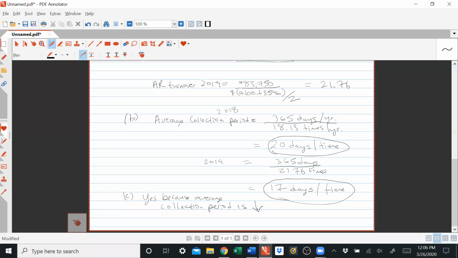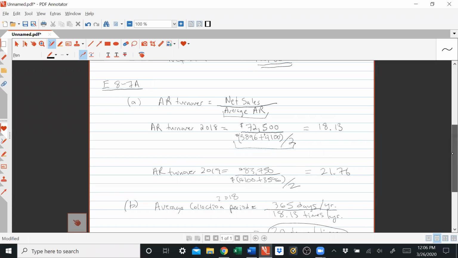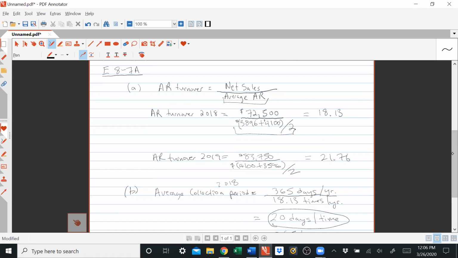Any questions with exercise 8.7a? I remember last time in lecture, a student asked, will you be given average accounts receivable or will you have to calculate it? Sometimes you'll be given it, I'll just actually give you the number. And other times, like in this question, you had to calculate it.